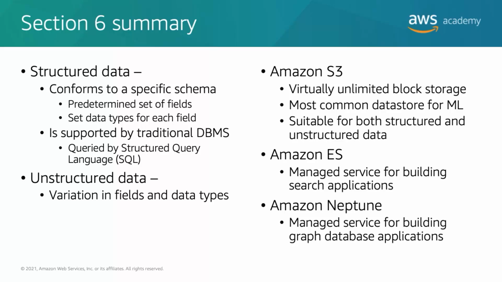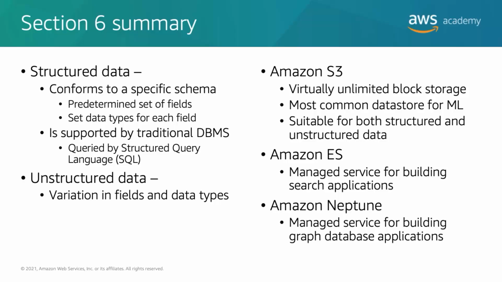In this section, you learned about the differences between structured and unstructured data. You also learned about 3 different AWS services used for storing data for NLP problems. The first service was Amazon S3, which is integrated with many Amazon machine learning services. S3 provides virtually unlimited object storage and 11 nines of reliability.